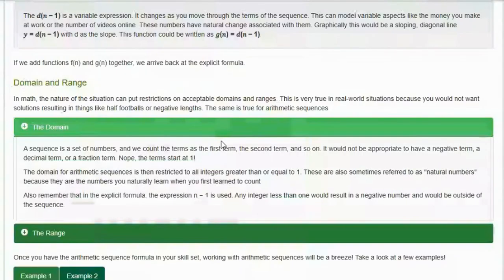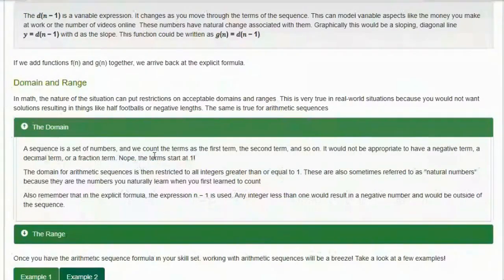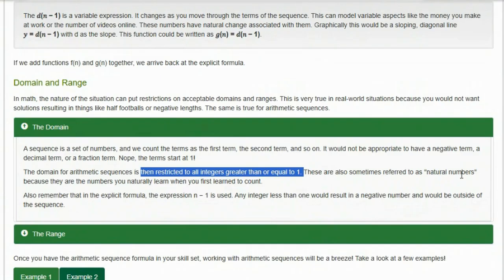All right, I'll put this back up on the screen so it'll say it right here. A sequence is a set of numbers, and we count the terms as the first term, second term, and so on. Not appropriate to have a negative term, a decimal term, a fraction term. The terms all start at 1. So basically, the domain is restricted to all integers greater than or equal to 1, which we call the natural numbers.